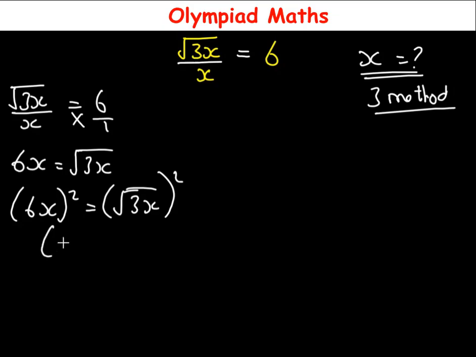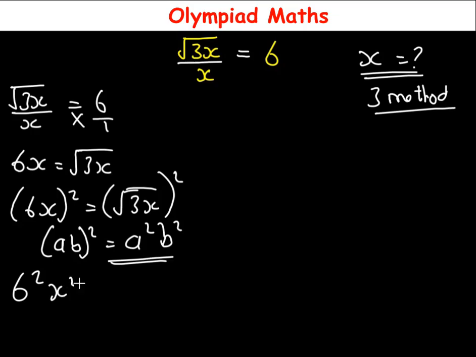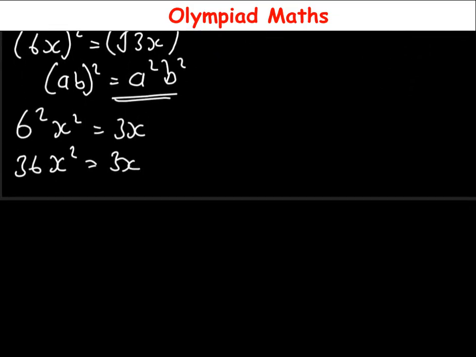Now, if you have ab all squared, the square will open the brackets, so you have a squared b squared. Applying this same rule, this becomes 6 squared times x squared, which is then equal to, square cancels square root, you have 3x remaining. So with this, 6 squared is 36, then x squared is equal to 3x, right? Moving 3x to this side, we're going to have 36x squared minus 3x is then equal to 0.